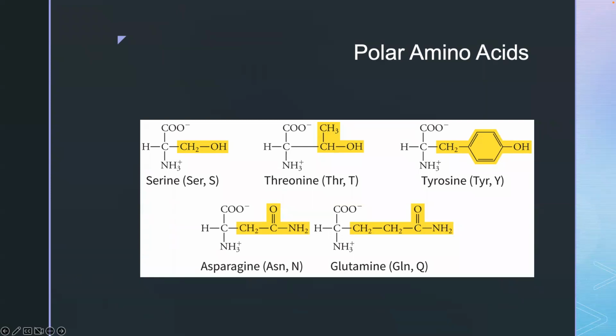Asparagine is going to have a carbonyl and an amine nitrogen, and its 3-letter code is ASN, and its single letter code is N. Next, we have glutamine, which has a carbonyl and an amine nitrogen. The 3-letter code is GLN, and its single letter code is another one of those weird ones, and it's Q. So glutamine is Q.